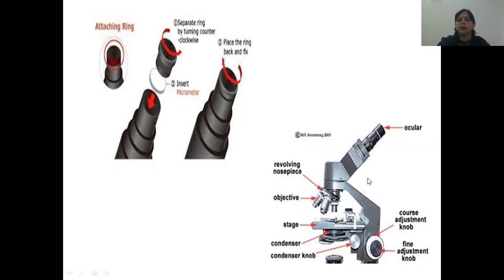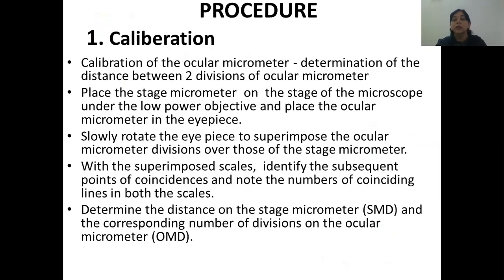So this ocular micrometer, the distance between successive divisions of an ocular keeps changing with the objective of the microscope. So the first thing we have to do is find out the distance between two divisions, because that is an unknown factor. The procedure is divided into two parts: one is called calibration and one is called calculation.